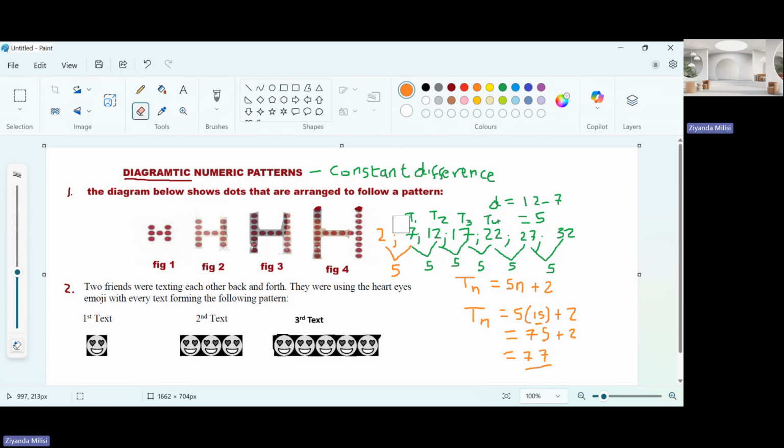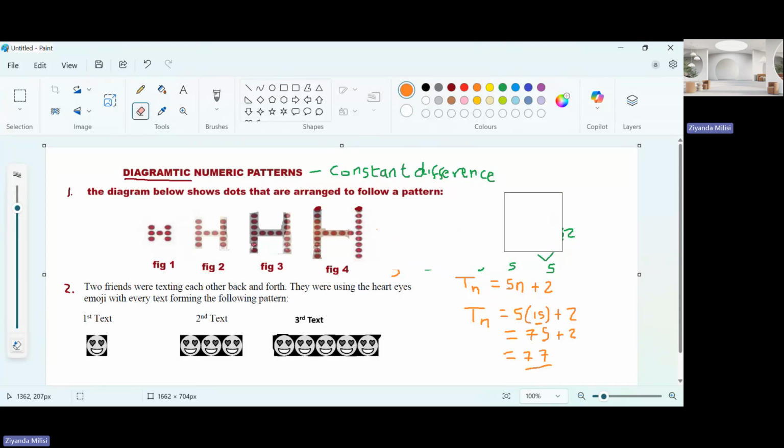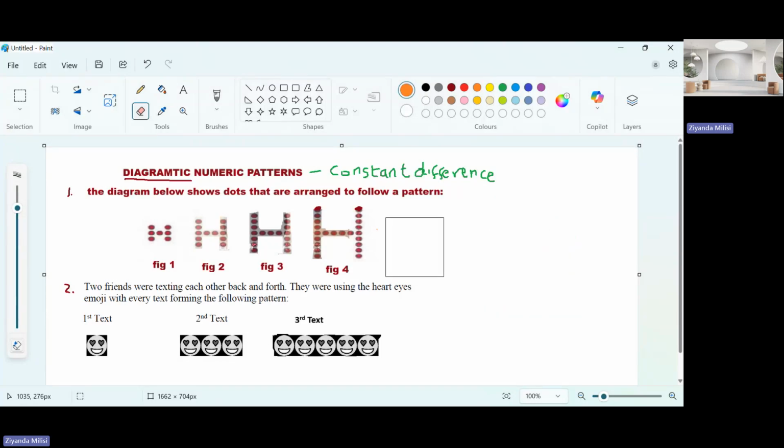The diagrams shouldn't scare you, they are very easy. You see, numeric patterns, I'm sure right now you've got confidence. Okay, then let's do the second one. Before we go to paper, I thought we should also look at diagrams because some questions will have diagrams.